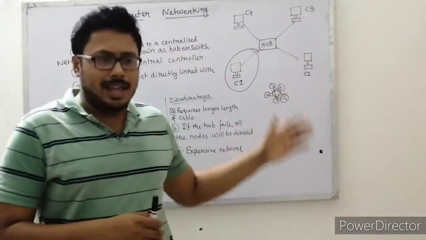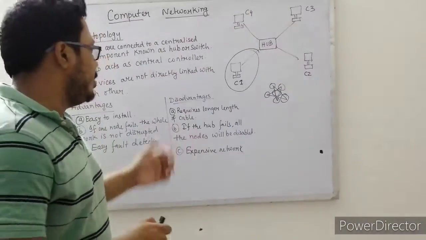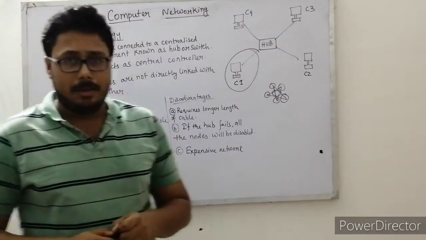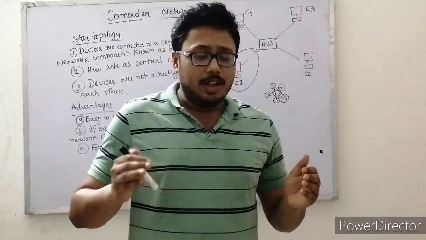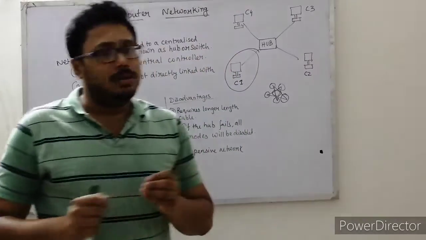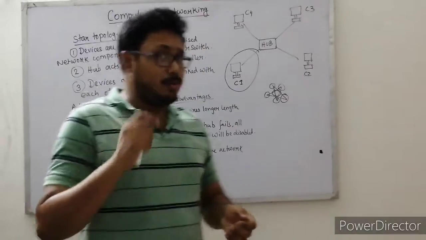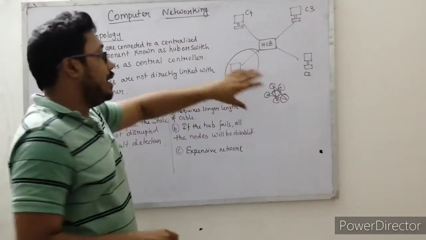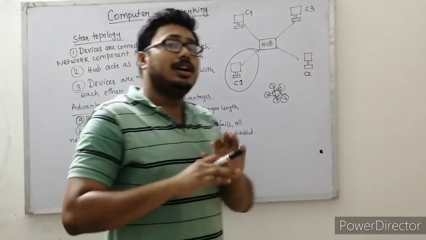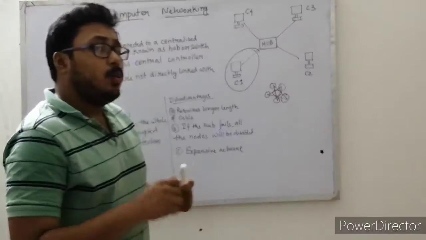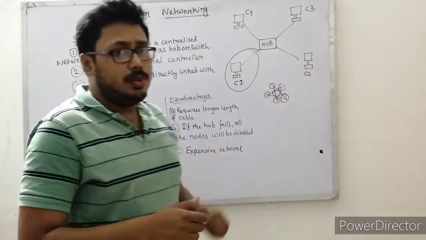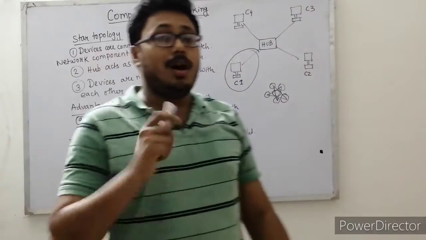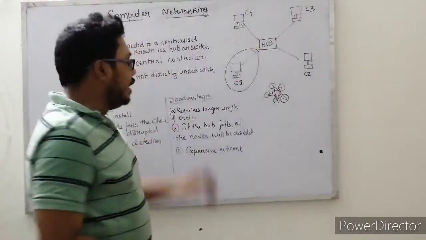So these are a few advantages of this network. Now come to the next section, which is the disadvantages of this network. First point is it requires a longer length of cable. If you are using a longer length of cable, this will not at all be economical. This will be expensive. If the hub fails, suppose we are talking about if one node fails, the network will not get disrupted. But what happens if the hub fails? The whole system will get disrupted. This is one big disadvantage of this network.